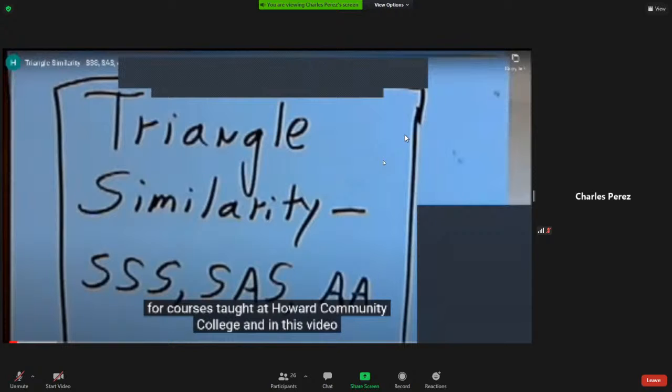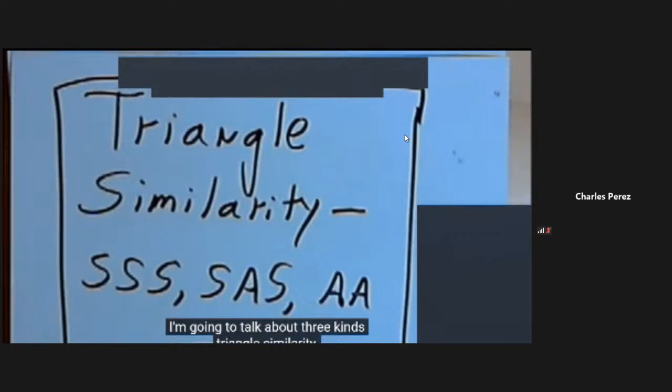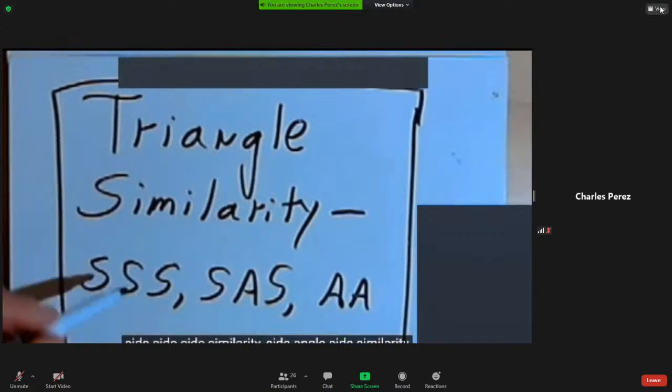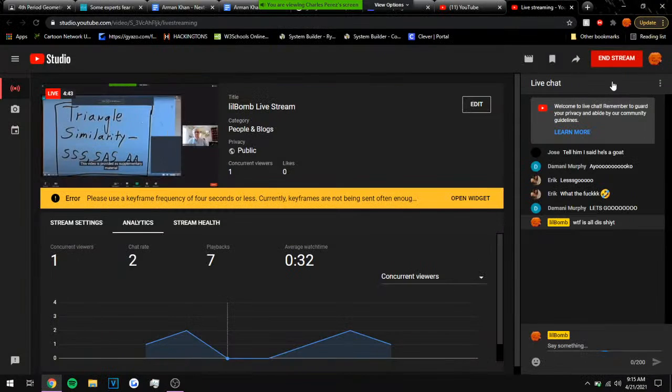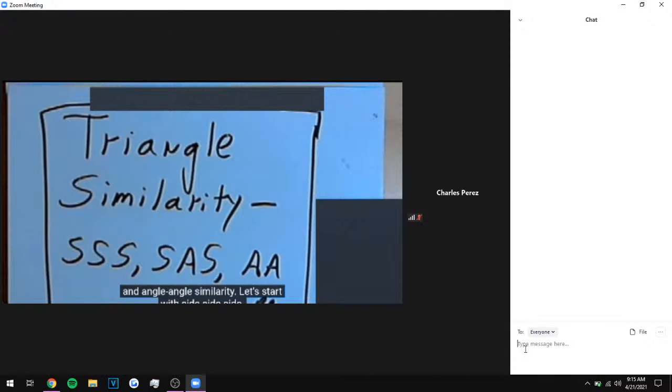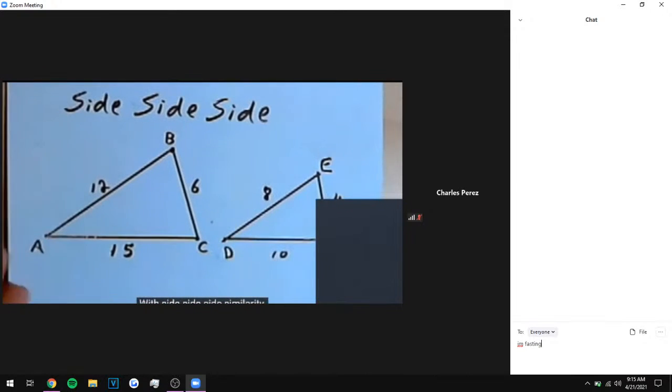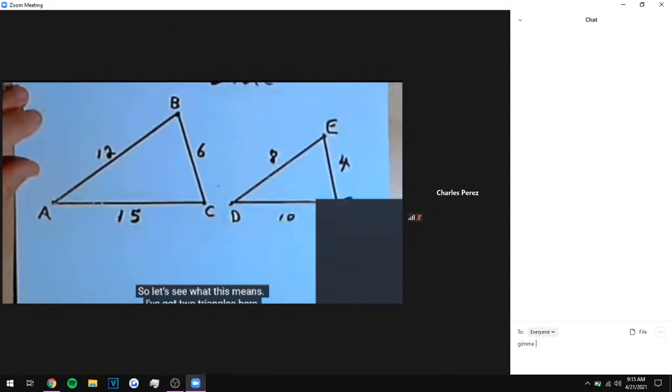In this video, I'm going to talk about three kinds of triangle similarity: side-side-side similarity, side-angle-side similarity, and angle-angle similarity. Let's start with side-side-side. With side-side-side similarity, we can say that two triangles are similar if the lengths of their corresponding sides are proportional. So let's see what this means.